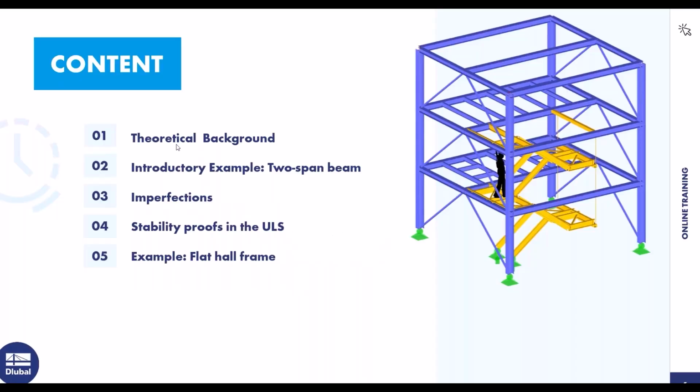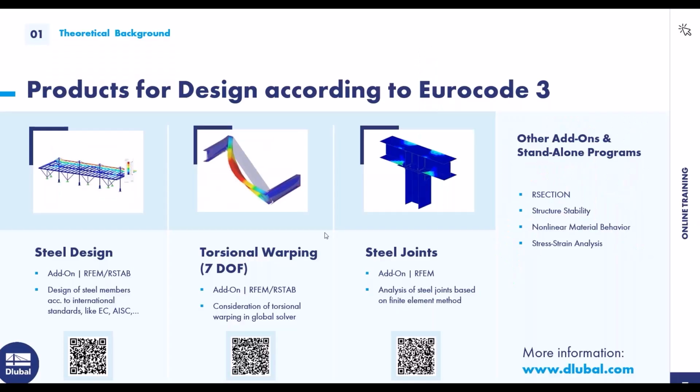That's the content today. At first, I say something about the theoretical background. Then we turn to an introductory example, a two-span beam. Then the next point is imperfections. Then stability proofs in the ultimate limit state. And then we turn to a second example, a flat hull frame. At first, I say something about the products for the design according to EC3.